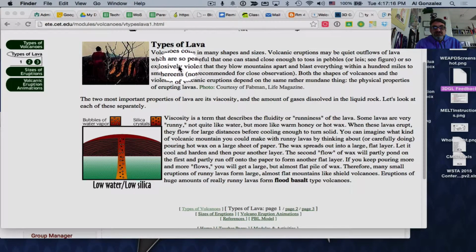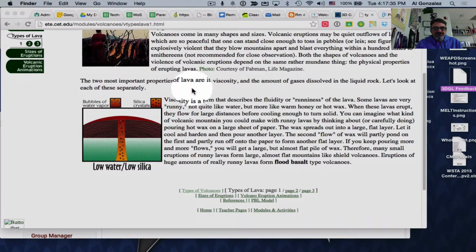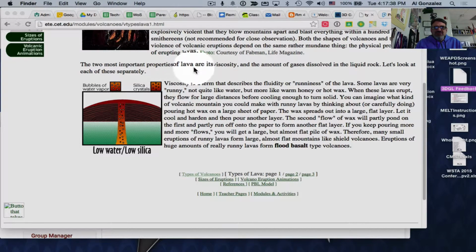Or they can be so explosively violent that they blow mountains apart and blast everything within 100 miles to smithereens. Not recommended for close observation. Both the shapes of volcanoes and the violence of volcanic eruptions depend on the same rather mundane thing, the physical properties of erupting lavas. The two most important properties of lava are its viscosity and the amount of gases dissolved in the liquid rock. Let's look at each of these separately.